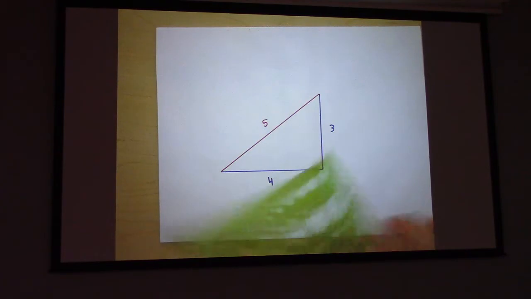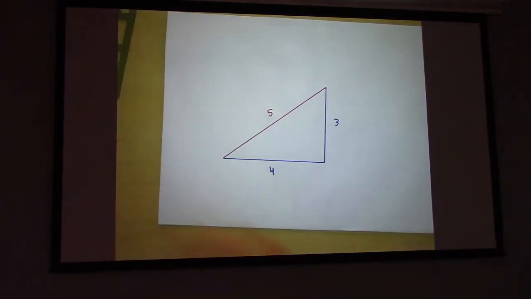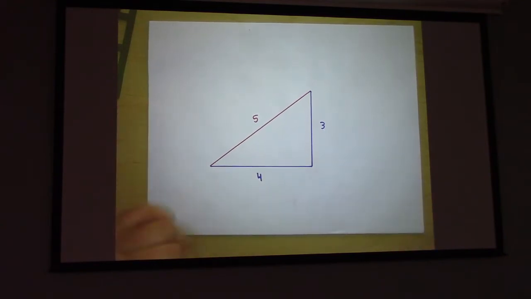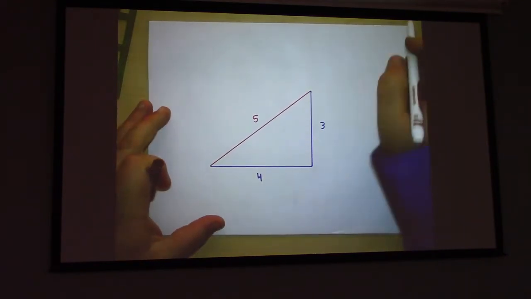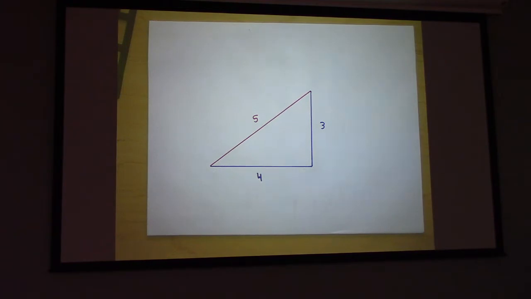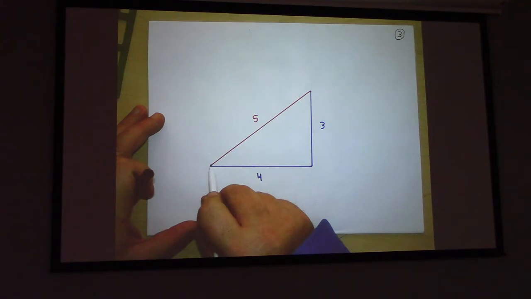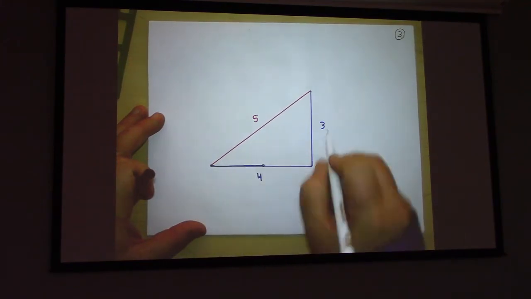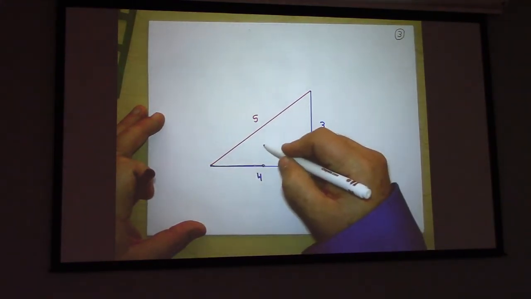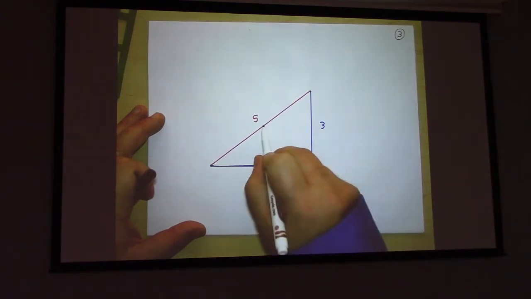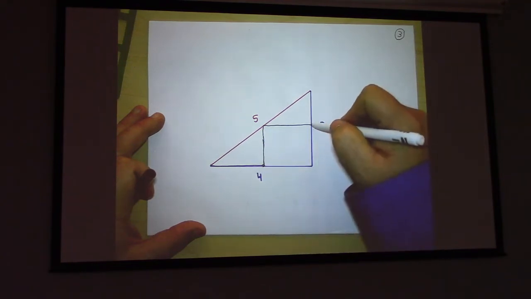So I want to show you something weird that maybe will bother you, maybe it won't. What happens if we take this journey going 4 over and 3 up and we divide it into 2 steps, yeah? So check this out. If I go 2 over, right? And then I go up 3/2, right? And then I go 2 more over and then up 3/2. I could go this purple path, right?